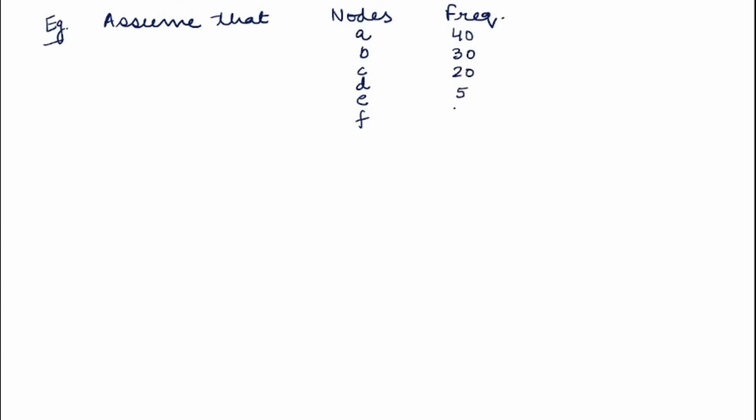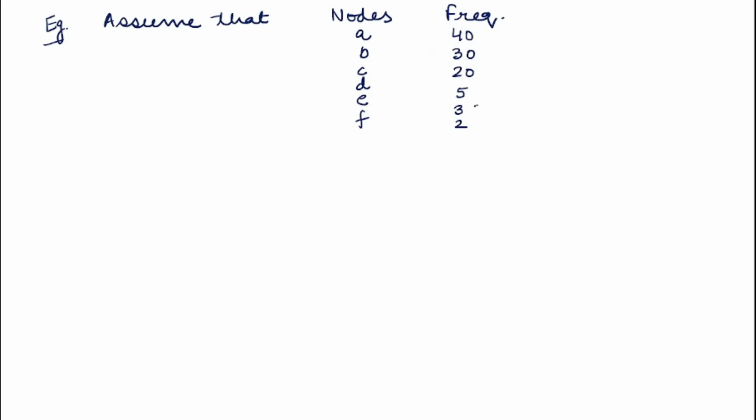So here I am assuming that there are some nodes and there is some frequency given here. So let the nodes be A, B, C, D, E and F, and the frequency be 40, 30, 20, 5, 3 and 2. Alright. So we have to put all the nodes in some data structure and then we have to take the minimum. As we have done in the previous example, similarly we are doing here also.